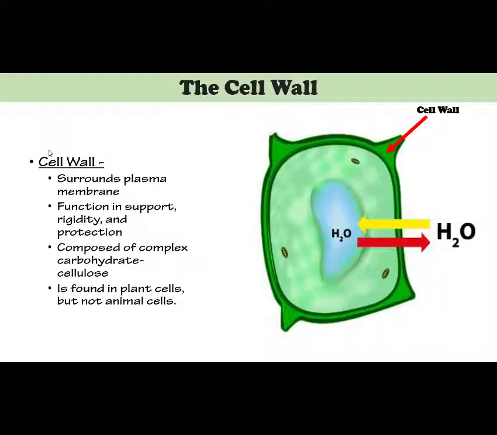The cell wall surrounds the plasma membrane. It functions in support, rigidity, and protection for the cell. It is composed of the complex carbohydrate cellulose. It is found in plant cells, but not animal cells.